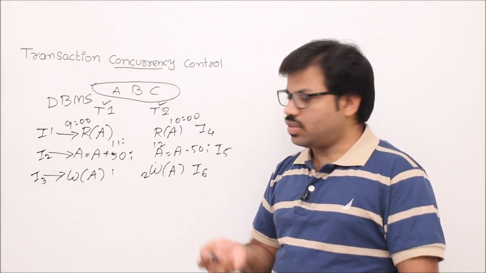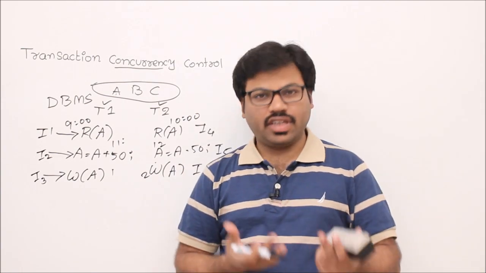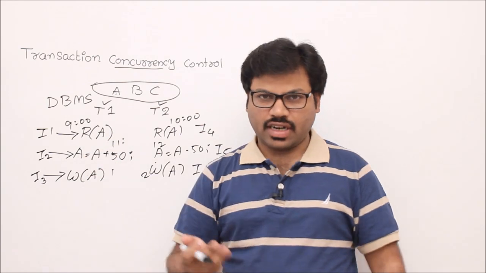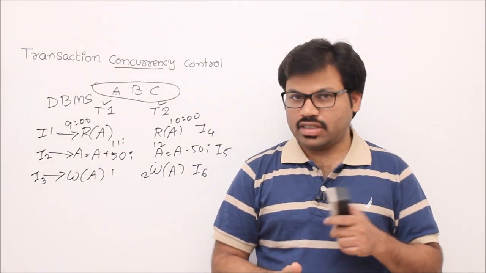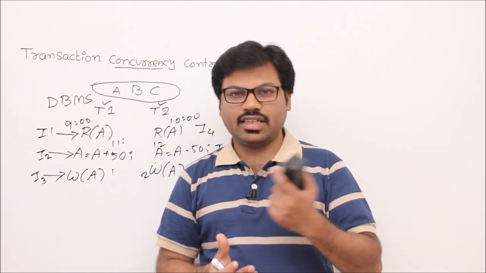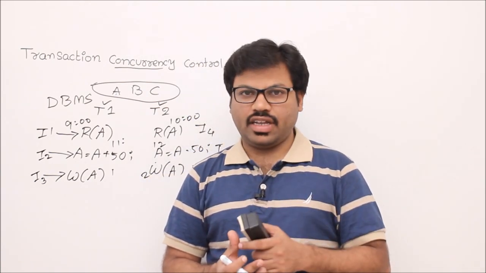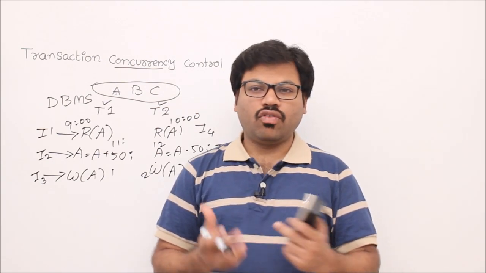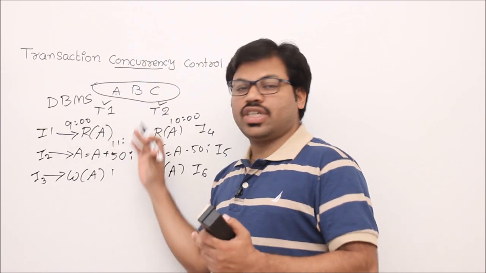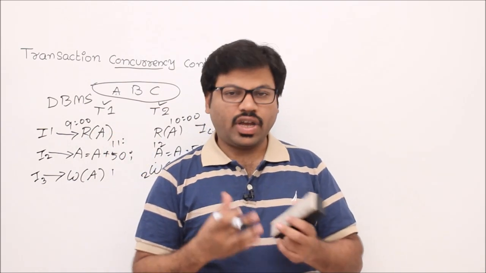To understand that, let me first define what a schedule is. I already explained what a transaction is, so I will teach you what a schedule is. After that we will see what a serial schedule is, what serializability is, and what recoverability is. After that I will teach you the typical problems you have with interleaved execution, and how to avoid them. Do you have any mechanism?